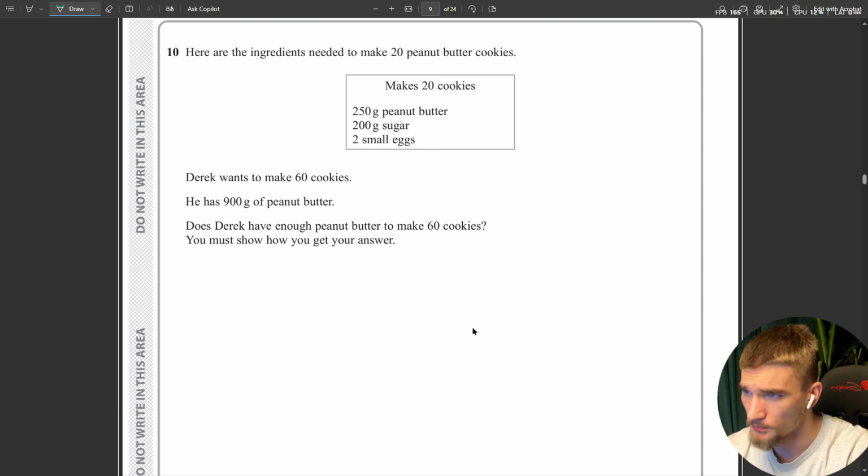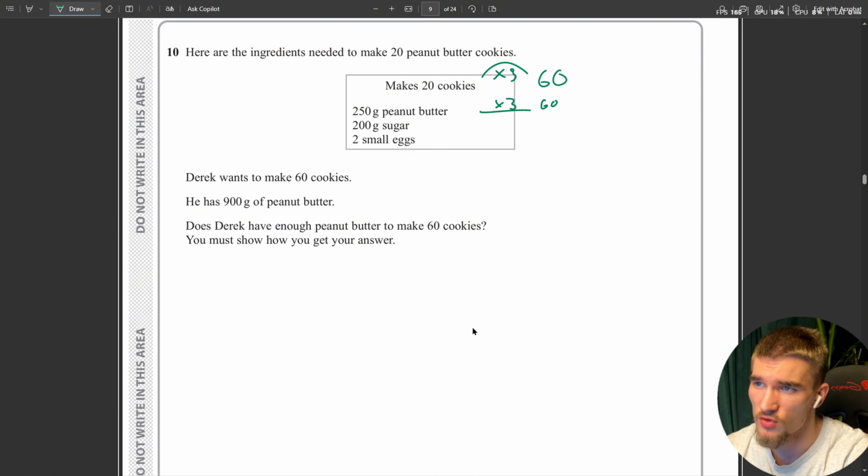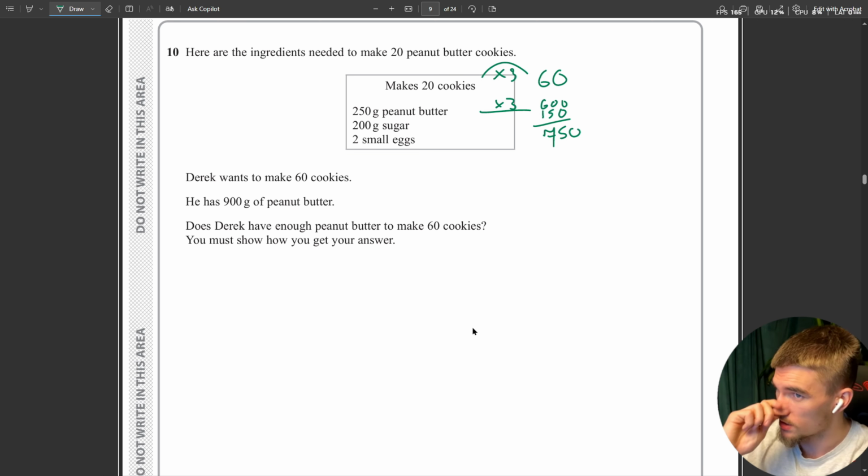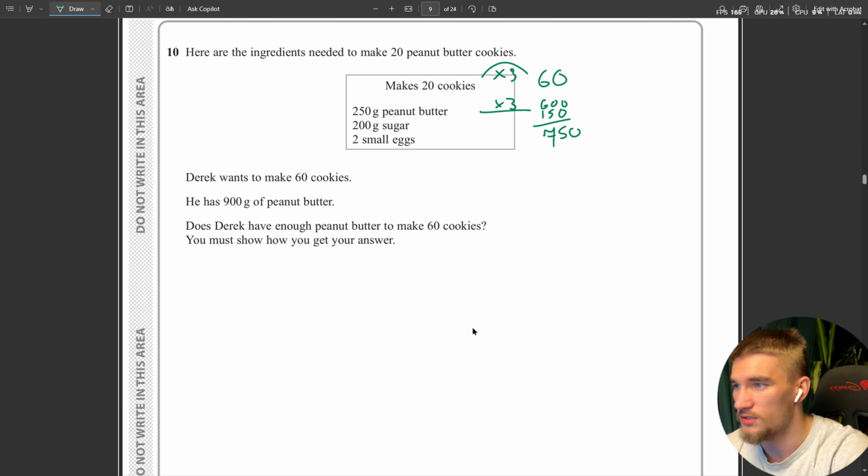All right, let's see. So this is for 20 cookies. So if you want to make 60 cookies, what do I need to times it by? I need to times it by 3, right? So I just do this times by 3. What's 250 times by 3? 200 times by 3 gives me 600. 50 times by 3 gives me 150. So in total, I get 750, right? So that's it. So I need 750 grams and he has 900. So yes, he has enough.